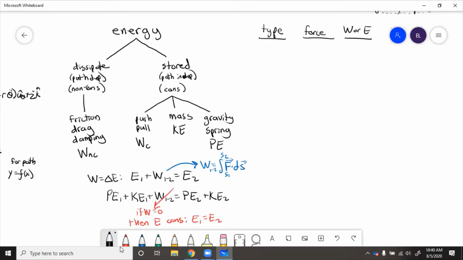So now back to our chart. One type is gravity. Gravitational force is mg, and the gravitational potential energy is mgh, where h is the distance above the origin that the object is. And then a spring force is k times s, where s is distance of spring stretch. So I'm going to write it as s minus s initial, where s initial is the unstretched length. And then the energy is 1/2 k s squared.